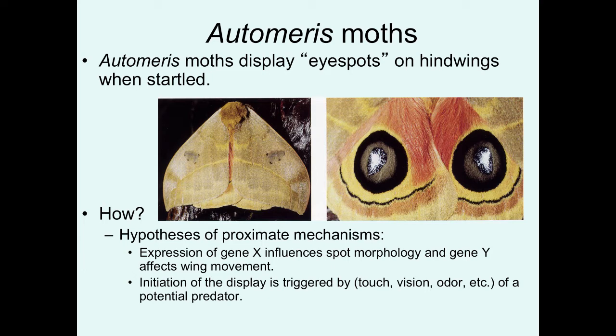Another proximate mechanism hypothesis would be initiation of the display is triggered by, and then you'd fill in with whatever you think is the trigger. The proximate trigger to this, is it when the moth is touched by something, so it's a tactile thing? Do they see the approach maybe of a predator and that elicits the behavior? Is it a scent? But you're putting it in the context of, this is kind of a combination proximate ultimate. You're trying to understand what starts the display, but you're thinking it has something to do with maybe avoiding potential predators.